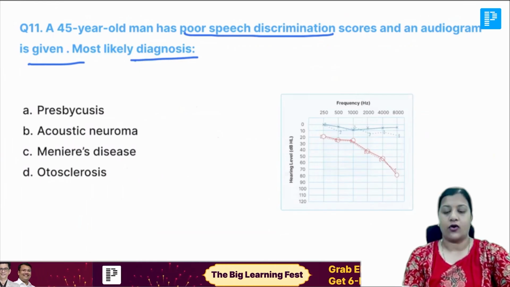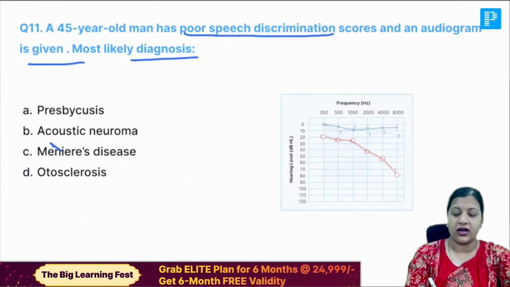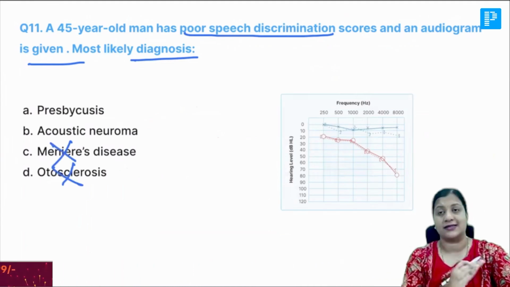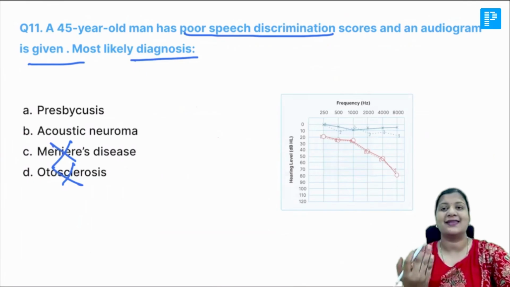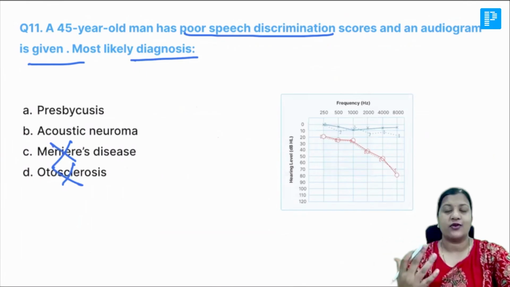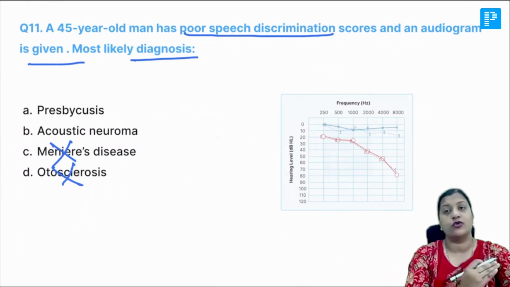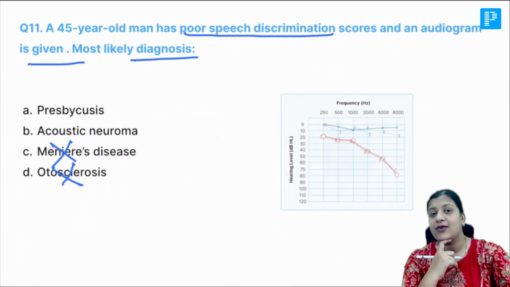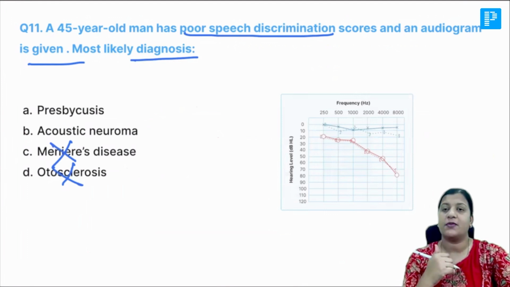Yes, retrocochlear. So if I'm thinking of retrocochlear, Meniere's and otosclerosis are out of our list, because we know that Meniere's is a disease of the inner ear, otosclerosis is a disease of the middle ear. So those both are out of our list. Now we're left with presbycusis and acoustic neuroma. Why not presbycusis and why am I thinking of acoustic neuroma? Both of them are retrocochlear pathology.